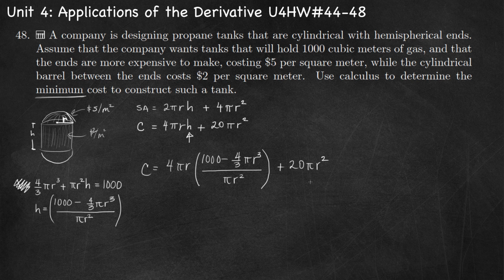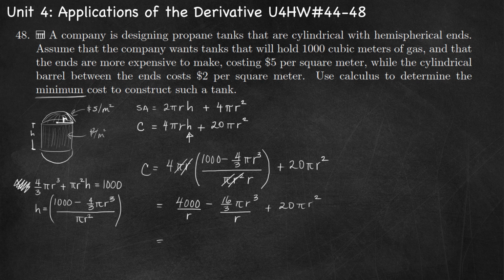We want to minimize this cost equation, so we want to find the absolute minimum. We can simplify a little bit. The pi here cancels with the pi here. One of the r's here cancels with one of the r's here, just leaving an r. And now if I distribute the 4, I'm going to get 4,000 minus 16/3 pi r cubed, and that's all over r, or I can divide each one by r, like so, plus the 20 pi r squared.